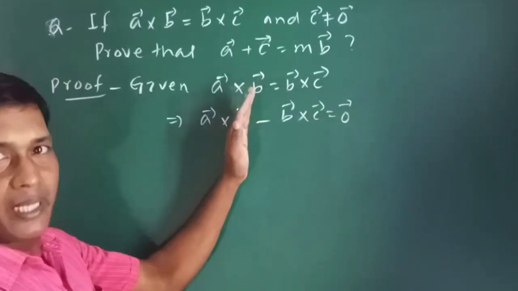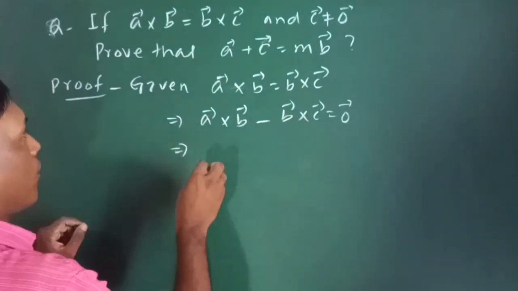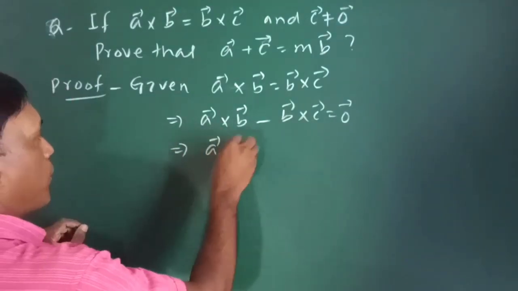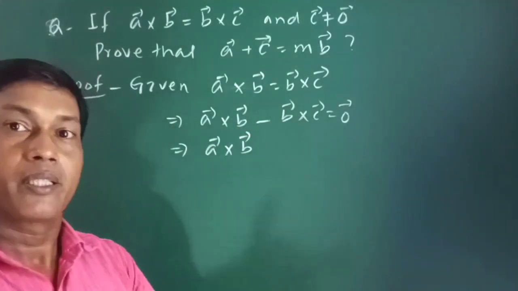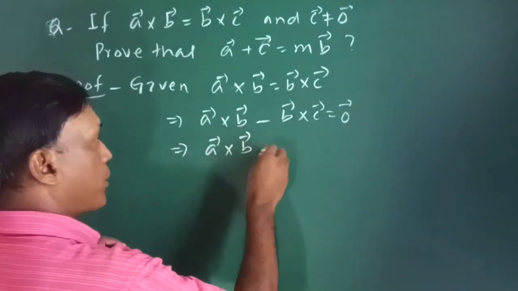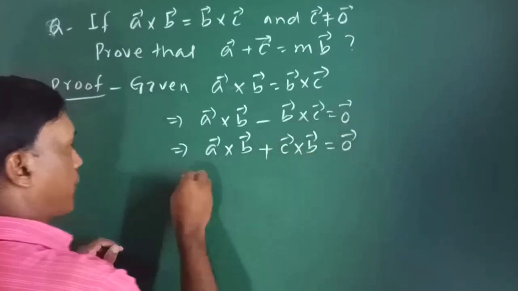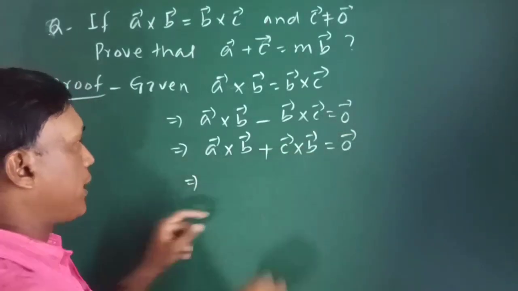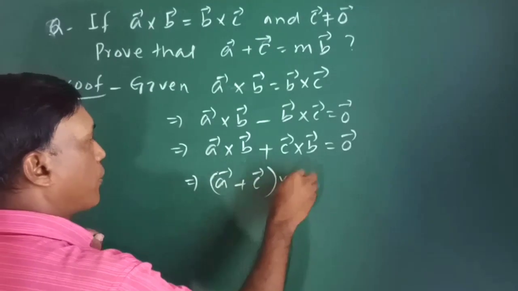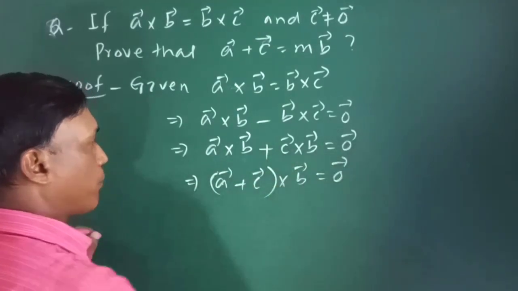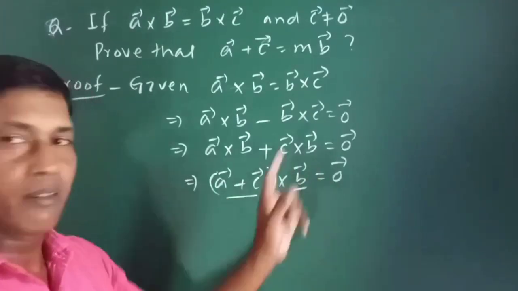Here is plus, so we take it to the left side and it becomes minus. Now we have A vector cross B vector. Here minus B cross C means C cross B. Minus B cross C is C cross B, equal to the 0 vector. And from these two, taking B vector common, we find (A plus C) cross B vector is equal to 0 vector. So what happens? The cross product of these two vectors is the 0 vector.